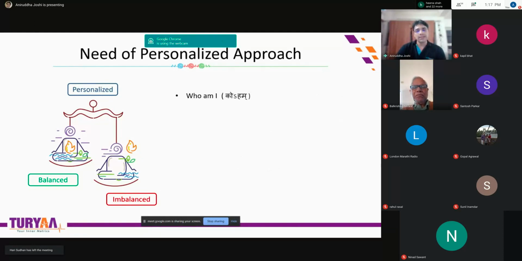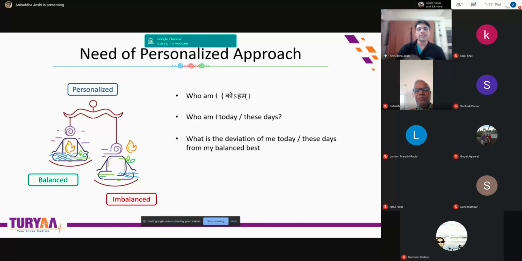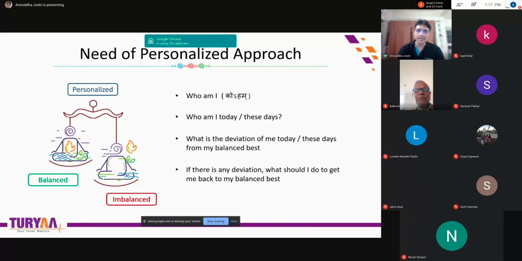So the steps go like this: first of all, Koham, who am I? We should understand our own Prakruti. Then, who am I today, or these days? Sometimes we feel dull for a few months, we feel very excited for a few months, and so on. So what am I today? What is the difference between these two? And if there is a deviation, a difference between who am I and who am I today, do I want to go back to that healthy state? And if I want to go back to that healthy, balanced state, then how do I go there?